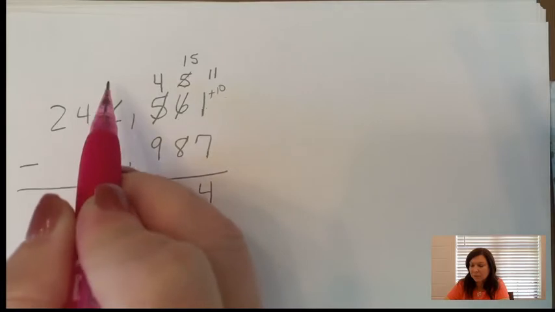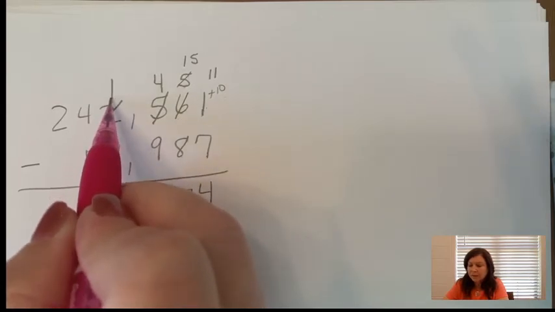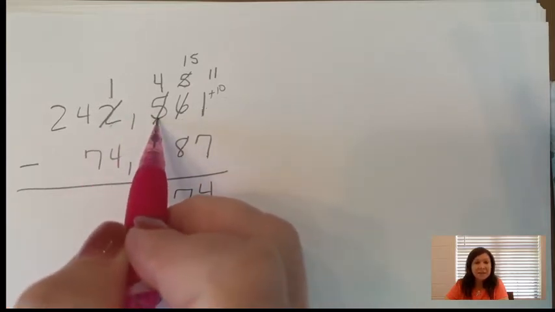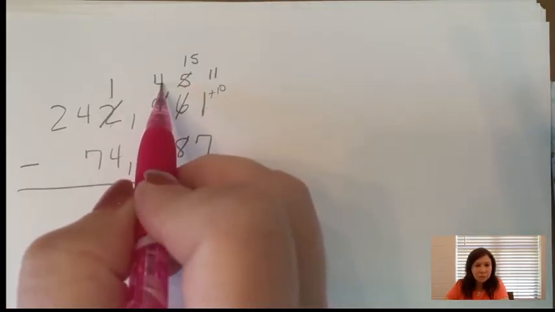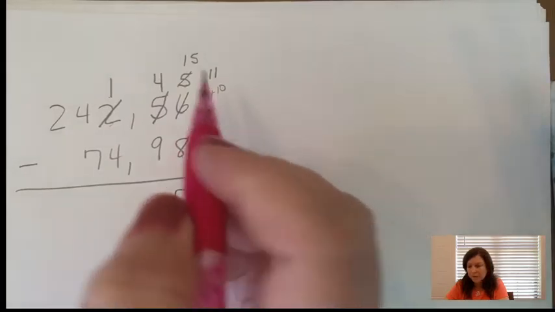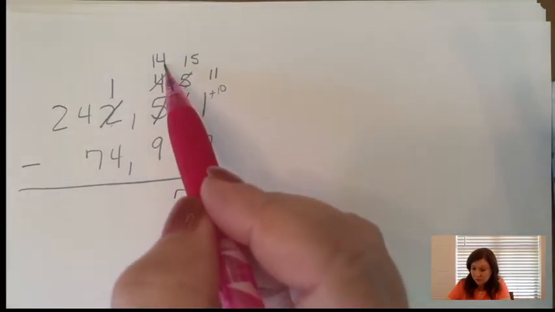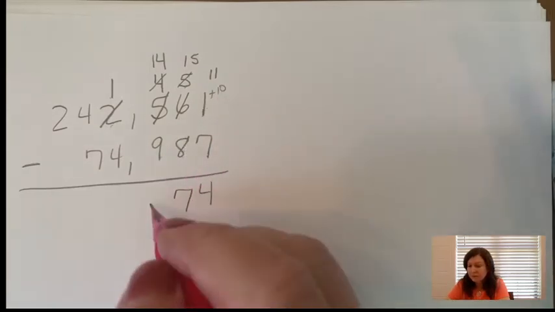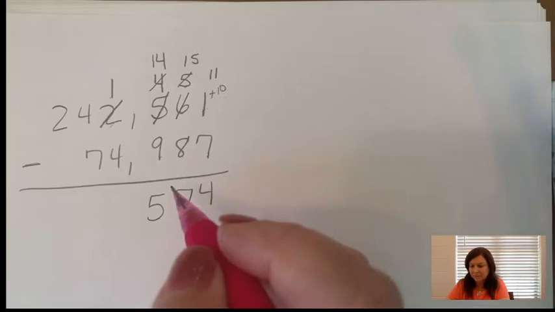We had 2 thousands, now we're going to only have 1,000 in our top number. And the one that we're subtracting, we're going to unbundle it, and instead of 1,000, that would give us 10 hundreds. And we're going to add 10 hundreds to the 4 hundreds we already had here. So what would be 4 hundreds plus 10 hundreds? That's correct, 14. So now we have 14 hundreds. Can we subtract 14 hundreds minus 9 hundreds? Yes, and that answer is 5. That's correct.